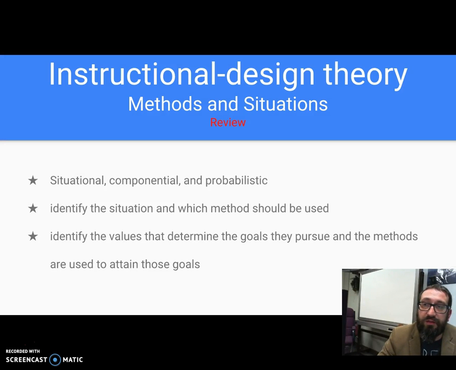Instructional design theory, methods, and situations review. We know methods are situational, they may be made of components, and they're probabilistic. They identify the situation in which methods should be used. They identify the values that determine the goals that they pursue, and the methods are used to attain those goals.